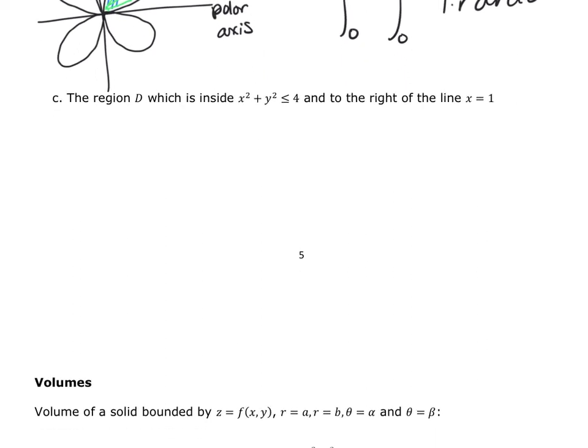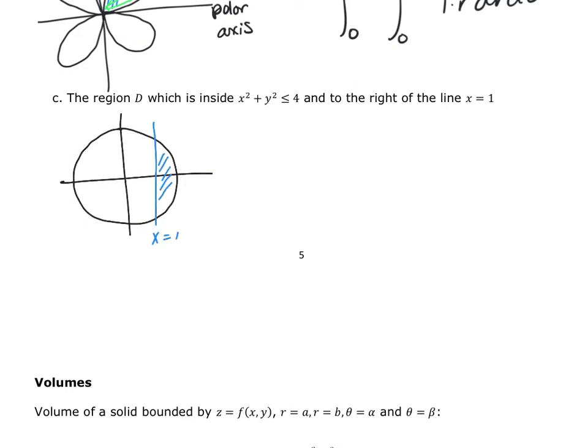We have the region D, which is inside x squared plus y squared is less than or equal to 4, and to the right of the line x is equal to 1. And as before, I love to draw the picture so I can figure out what my region is. So I'm going to draw my picture, which is a circle centered at the origin with a radius of 2. It's going to be within this circle, and then I want it to be to the right of this line, x is equal to 1. So this is the region that I'm looking at.